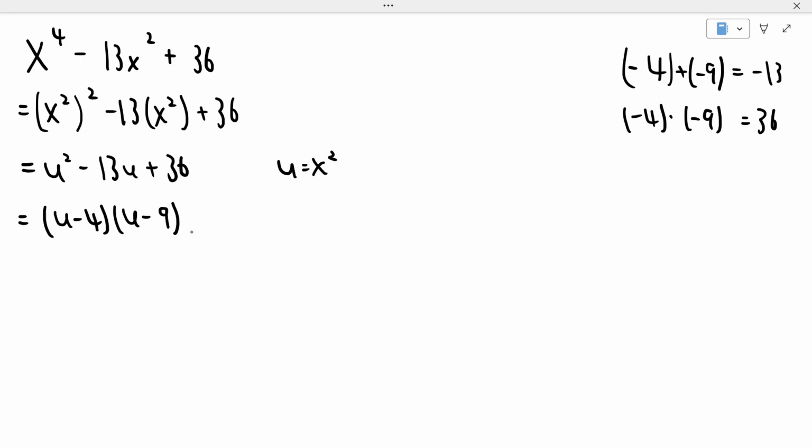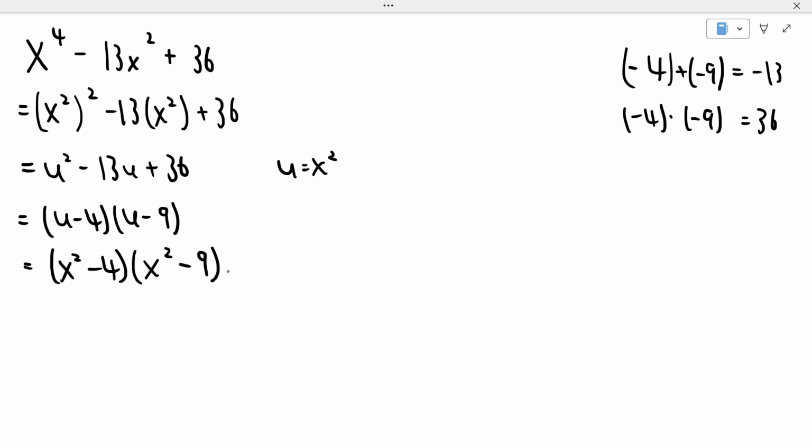So we're not done yet because we still need to substitute back the x squared for the u, so we can find the factored expression in terms of x, which is the variable in the original expression. So u minus 4 times u minus 9 becomes x squared minus 4 times x squared minus 9, because whenever there's a u, we just replace that with x squared.